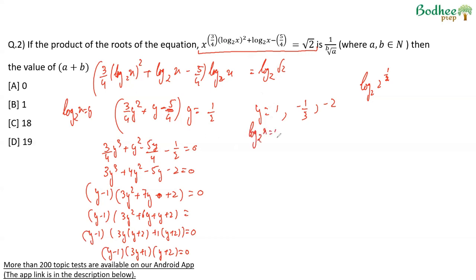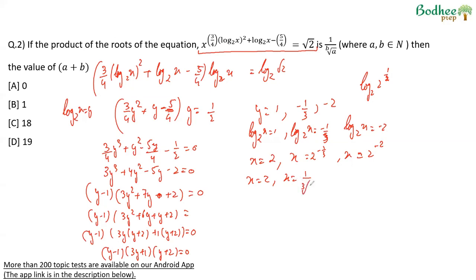So log of x to the base 2 could be 1. Log of x to the base 2 could be minus 1 by 3. Log of x to the base 2 could be minus 2. So from here x is 2 raised to power 1, which is 2. From here x is 2 raised to power minus 1 by 3. From here x is 2 raised to power minus 2. So x could be 2, cube root of 2, sorry, 1 by cube root of 2, which is 1 by 2 to the power 1 by 3, and x could be 1 by 2 raised to power 2, which is 1 by 4.